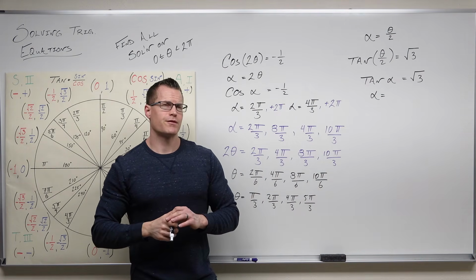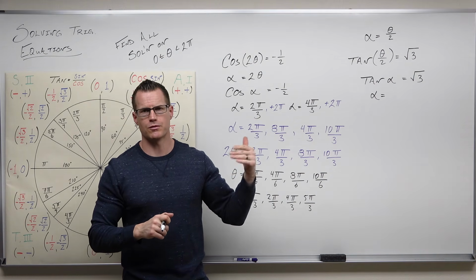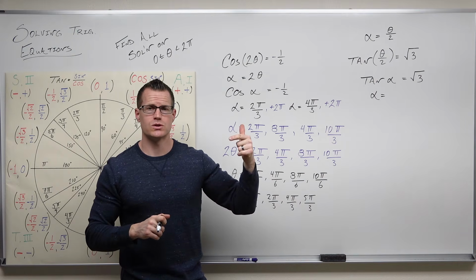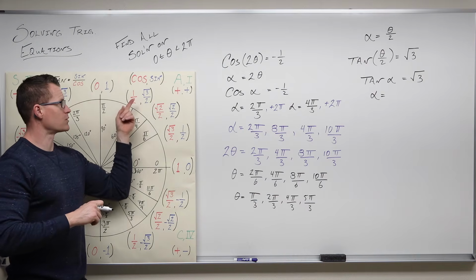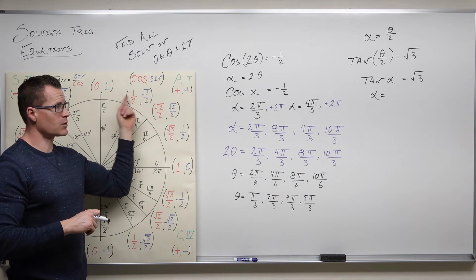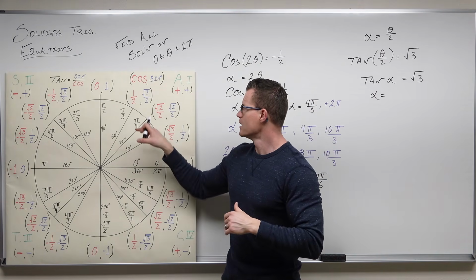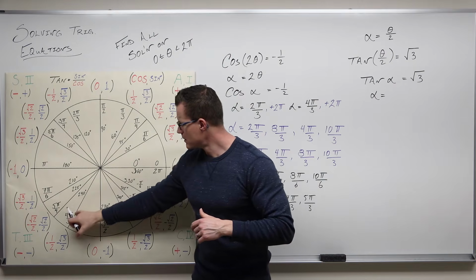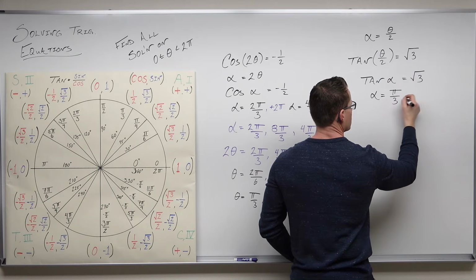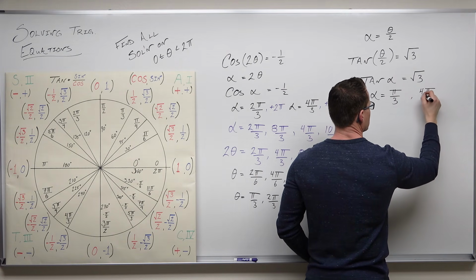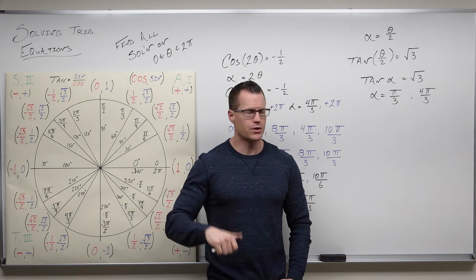So tangent of alpha equals square root of 3 says, what angle is going to give me this y over x relationship of the square root of 3? Well, that's going to be square root of 3 over 2 divided by 1/2. So the 2's cancel. That only happens where y is square root of 3 over 2 and x is 1/2, both positively or both negatively for the positive square root of 3 that we get. So that's pi over 3 or 4 pi over 3. Those are the two solutions that we have there from our unit circle.